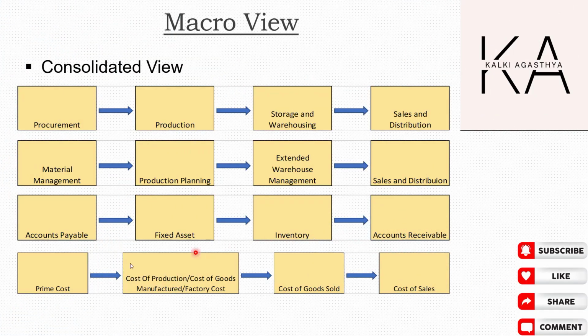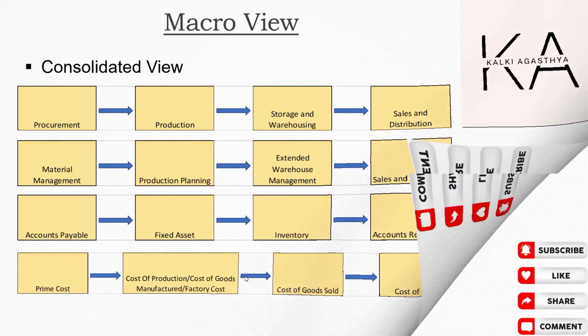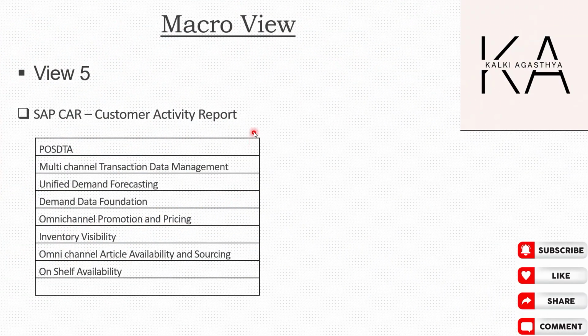So in the previous session we understood about the elements of controlling and its importance at macro level, right? So in today's session let's start understanding about the CAR and its importance along with its functionality at the macro level. So what is CAR?